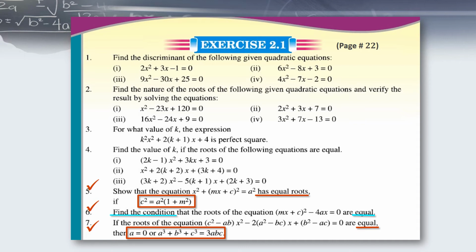Also, in all these questions, the roots of the given quadratic equation are equal. So from the word equal roots, what comes to your mind? Yes, the discriminant is equal to 0. Now let's solve the question number 5 together.